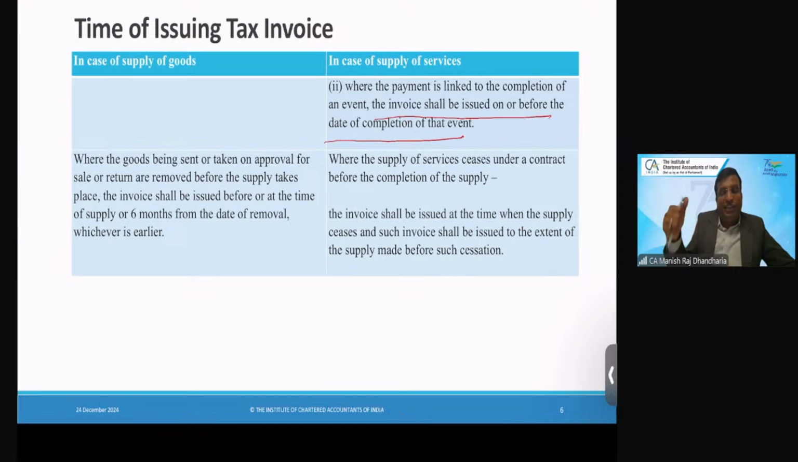If no consent is given and goods are not returned back, then after 6 months it will be deemed कि supply हो गया वो, and you have to raise the invoice. You have to raise the invoice means you have to pay the taxes. आपको taxes pay करना हो. I hope this point is clear.